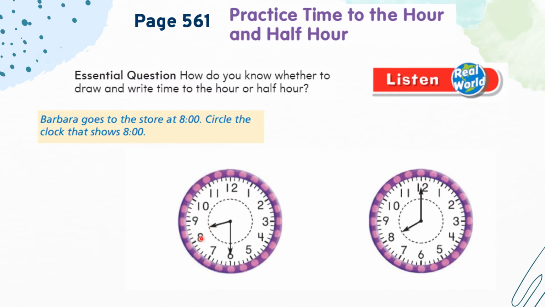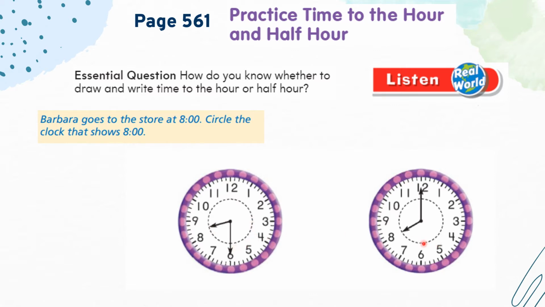So it shows that the time is past 8 o'clock. It has not yet been at 9. So it is not yet 9 o'clock, but it is after 8 o'clock. And if you look at the minute hand, it is pointing at 6 here. So it means 30 minutes have passed after 8 o'clock. So it's 30 minutes past 8 o'clock.